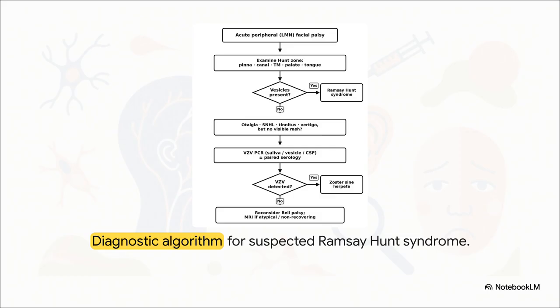So you're examining the Hunt zone, you know, the pinna, the canal, tympanic membrane, palate, tongue, and you find 0 vesicles. You absolutely cannot just stop there and diagnose Bell's palsy. If your patient has severe otalgia, sensorineural hearing loss, tinnitus, or vertigo, and there's no visible rash, well, you are heading straight down the zoster sine herpete pathway.